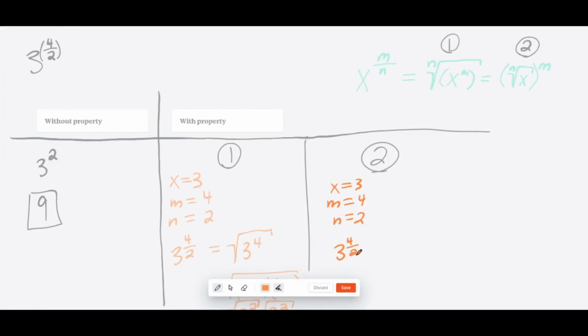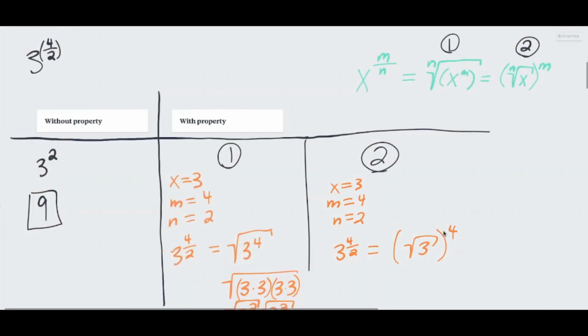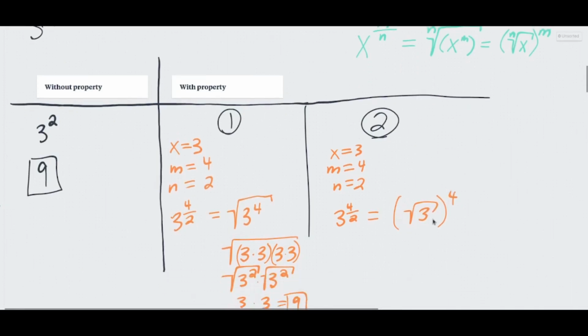So 3 raised to the power of 4 over 2, according to our formula, is now going to be the square root of 3, whatever that is, raised to the 4th power. Now the square root of 3 is obviously some decimal number. There's no way to simplify it beyond this, so we're going to have to rely on our calculator. Let me calculate this and see what we get. We expect to get exactly 9.